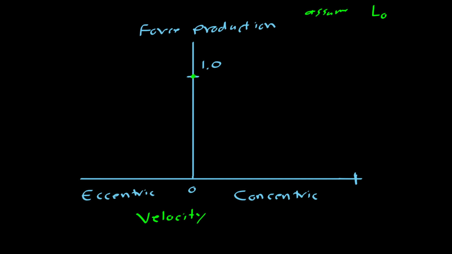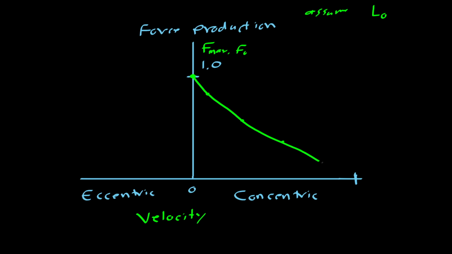So what happens when the velocity is 0 and the length is the optimal fiber length? Well, our force production is just this F max, or I think maybe you called it in the last video F naught, same thing. And then if the muscle is contracting concentrically, maybe very slowly, you get a little bit less force production. And if it's moving faster, so the contractile velocity is bigger, you get less and less and less. So you get this curve that looks like this.